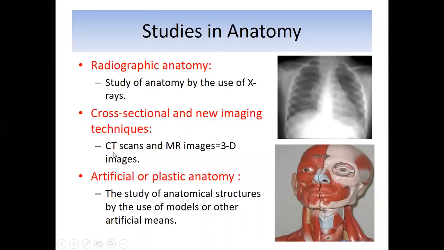Okay, and then we have cross-sectional or new imaging techniques. In this case, we are using new imaging techniques, CT scan and also MRI images, and then we try to construct them into a 3D image. That is the way we learn that anatomy. And then the last one is artificial or plastic anatomy. This kind of anatomy study involves the study of anatomical structures by using a model or other artificial means. Here you are using a plastic model. For example, here you can see this is the plastic model that we use to learn anatomy.